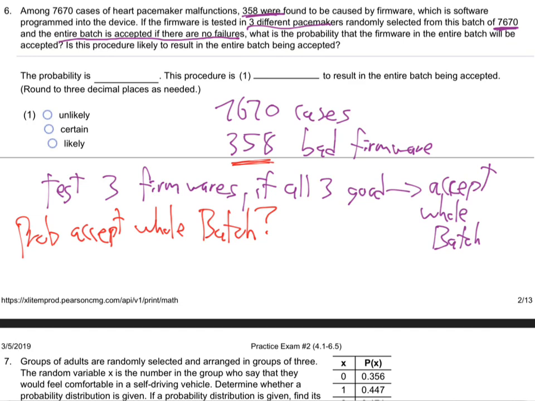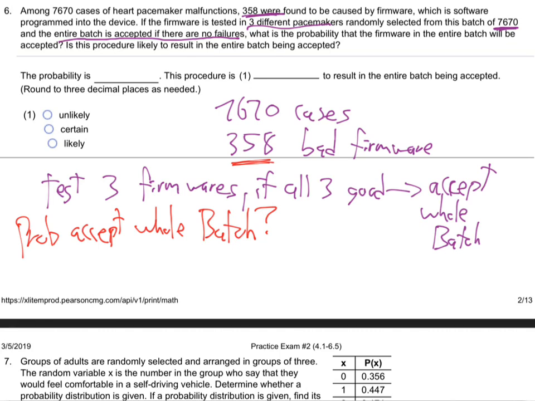What's the chance they're going to find 3 good ones in a row? Because that's what means they'll accept the whole batch. So what's the chance you're going to find 3 good ones in a row? What's the chance of getting 1 good one? Let's start there. What's the chance if you reach into those 7,670 cases and you grab one out and you look at it, it's going to be good firmware?